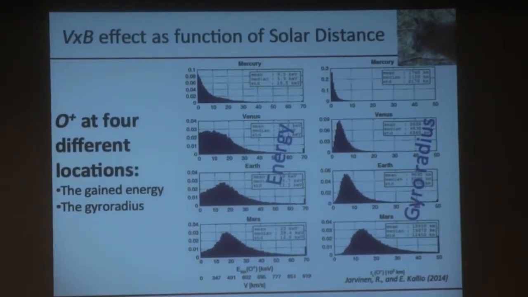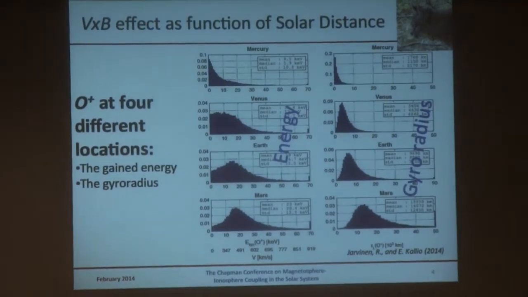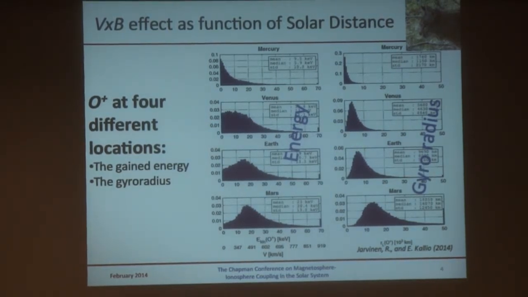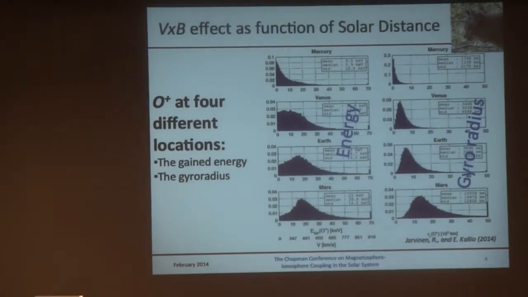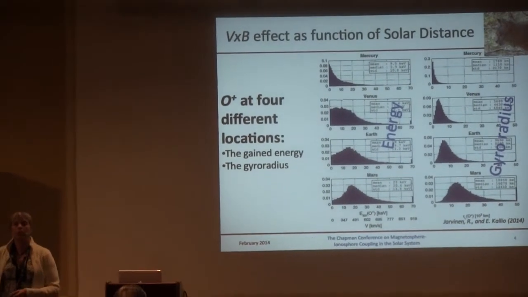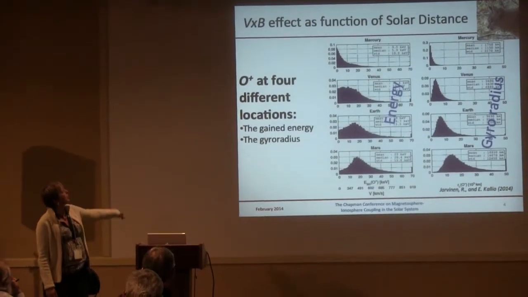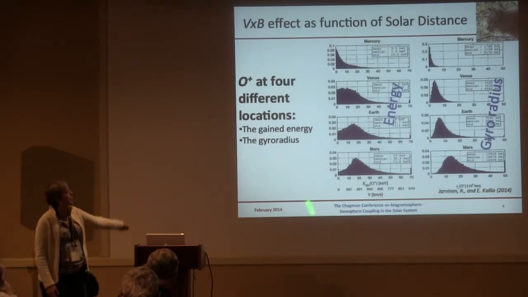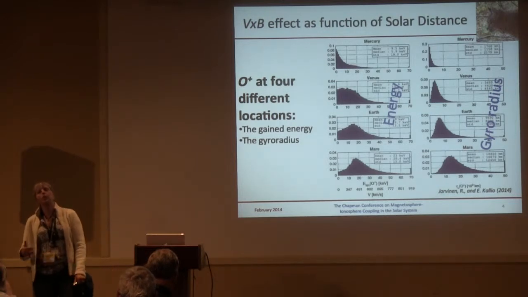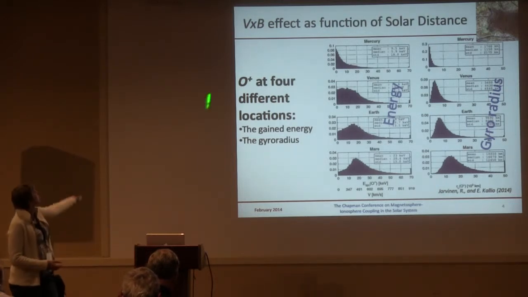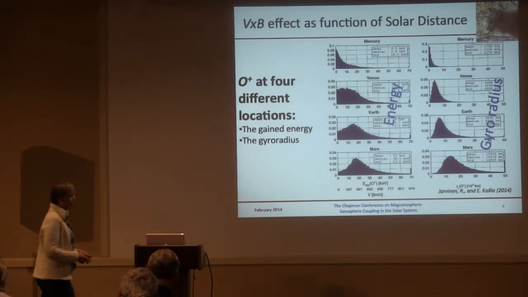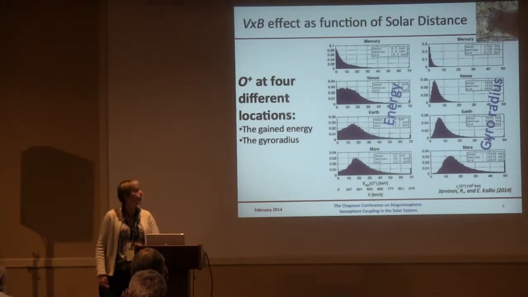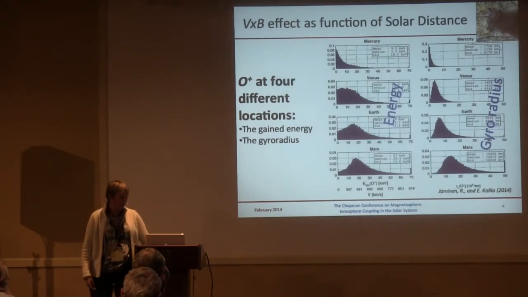This is a recent paper just published from Järvinen and Kallio, where they were looking at the pickup process at different places. They used Venus and Earth observations and calculated statistically what kind of energy and what kind of gyro radius the pickup oxygen ions would get, and then they extrapolated it to Mercury and out to Mars. And as we see, the further out we go in the solar system, the higher pickup energy you will get, which is just a V cross B effect due to the angle. So we know that at Mars, the induced electric field will be a little more significant than at Venus.